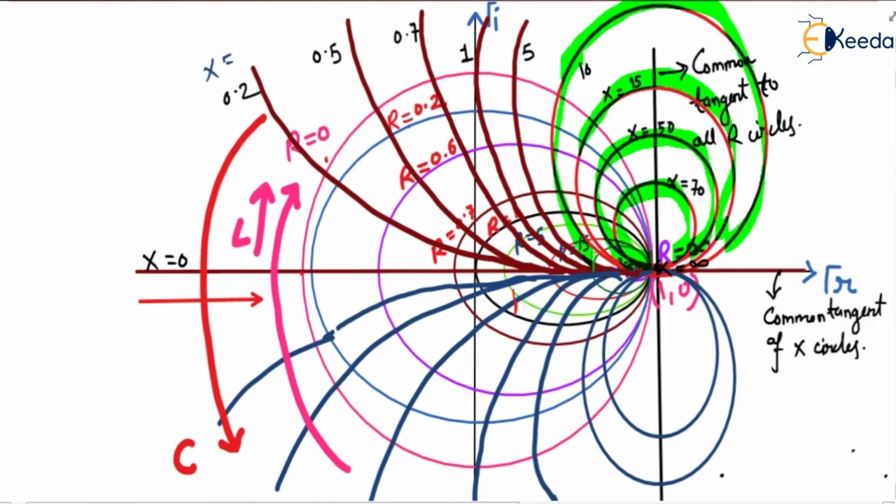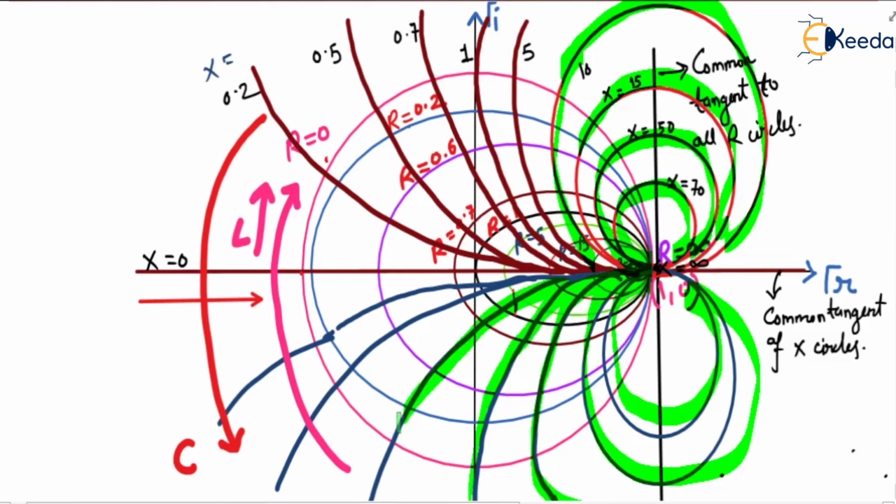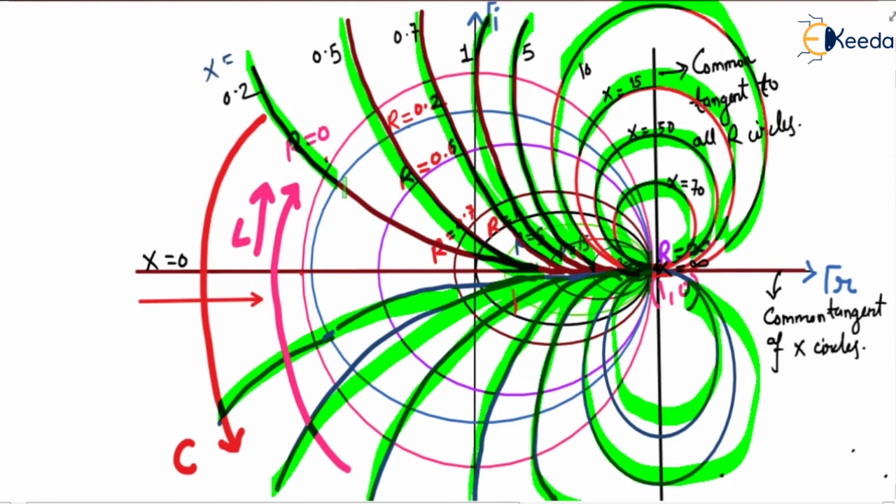If X is positive, it indicates the inductive nature of the impedance. If X is negative, because this diagram also extends on the negative side, it indicates the capacitive nature of the impedance. So these are the X circles. Now X is equal to 0.